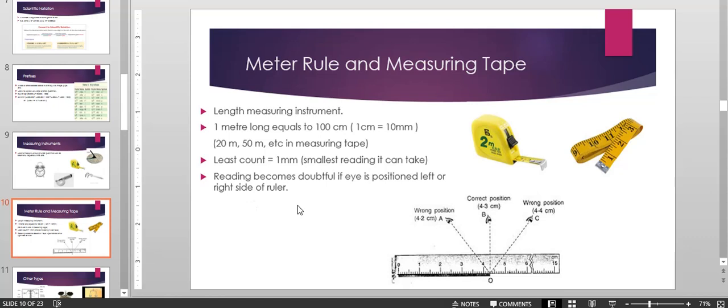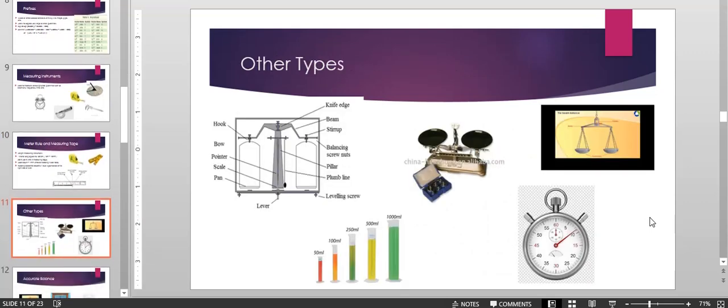In order to take a reading from this meter rule or the measuring tape, one should place his eye vertically on the scale in such a way that the eyesight is directly perpendicular to this scale. Let's discuss some other types of these physical instruments.